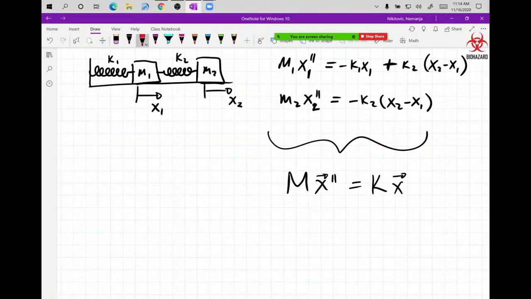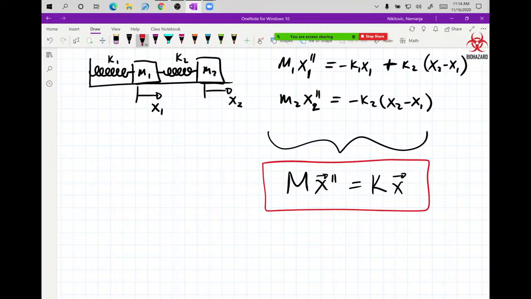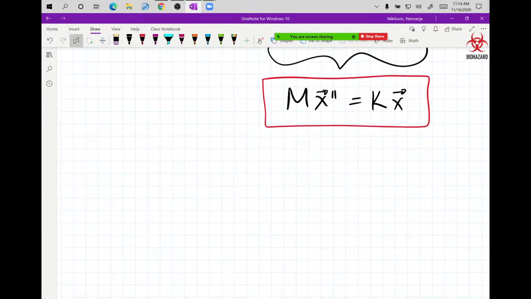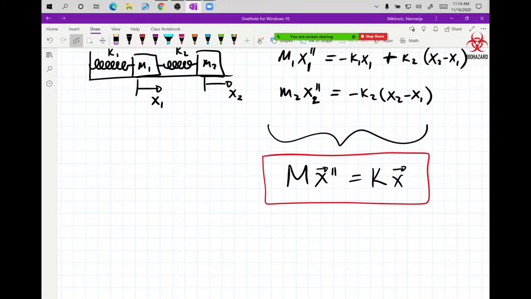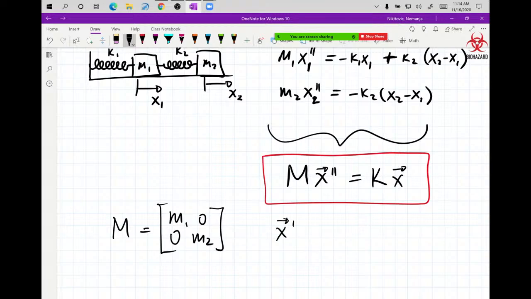Now I can box this equation because, again, the equation here represents any dimension. The number of equations, which is the number of masses that you have, will give us the sizes of all of these. So now if I look at my situation, what is my matrix M for this case? My matrix M would be M1, 0, 0, M2. That will be the matrix. And X double prime would be simply X1 double prime, X2 double prime as a column vector.